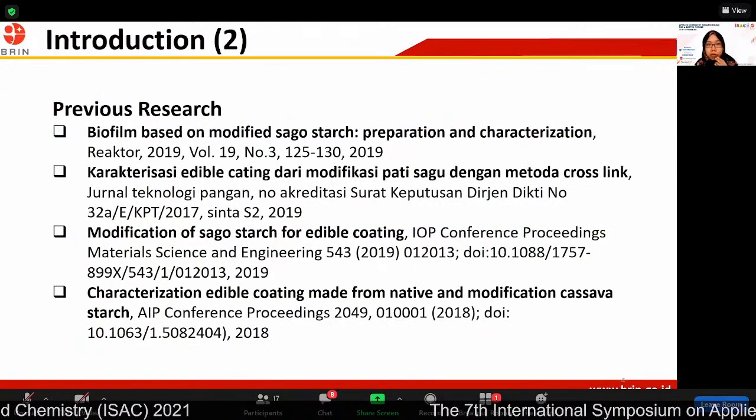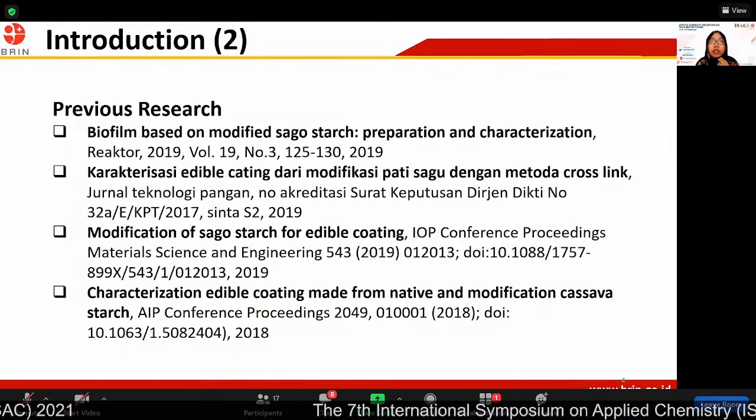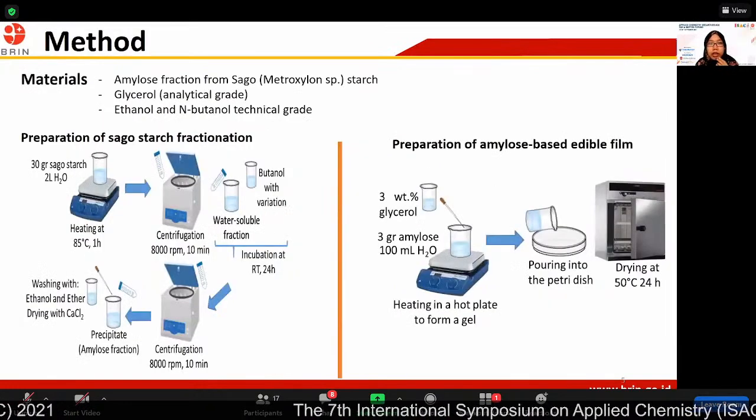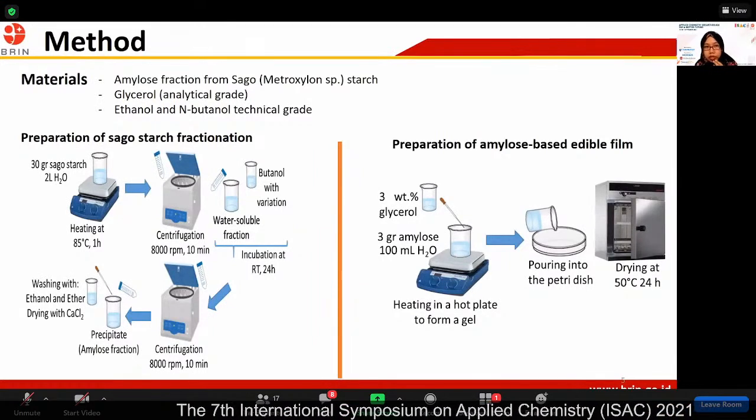And here is the previous research regarding sago starch for modification and also characterization as edible coating and edible film, consisting of sago starch and also cassava starch. And here is the methodology, in which the materials are composed of amylose fraction from the sago starch, glycerol with analytical grade, and also ethanol and n-butanol with technical grade.